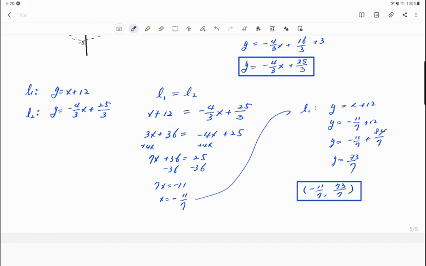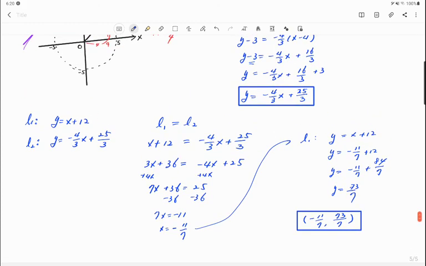Too complicated, right? Okay, that's it for this section.